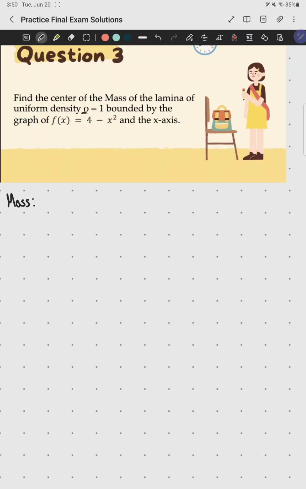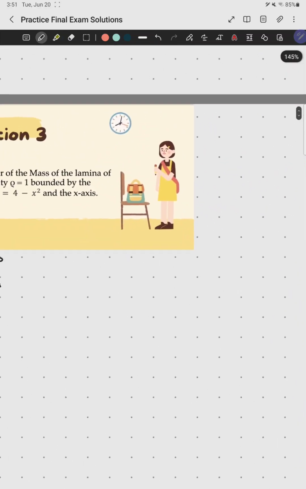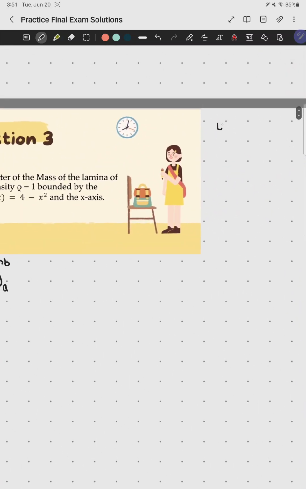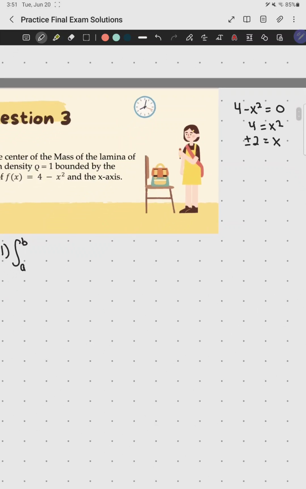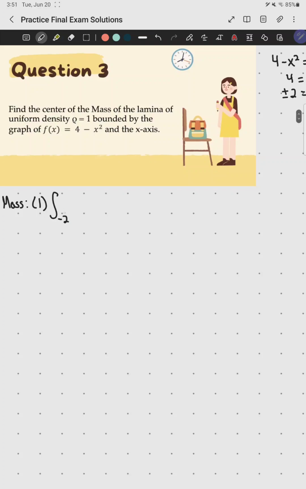To find our mass, we have this, which is that. So it's just equal to 1, from a to b. While we're here, let's find our limits, our bounds. 4 minus x squared equals 0, so 4 equals x squared, so plus or minus 2 equals x. Bounds are negative 2 to 2.